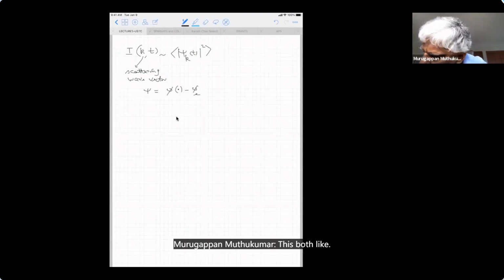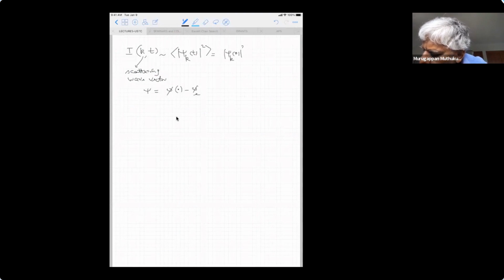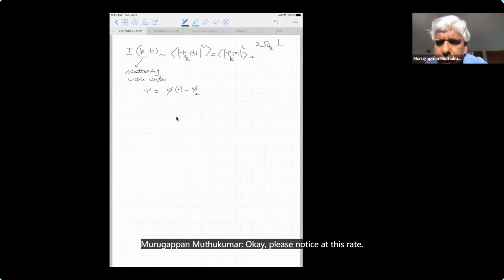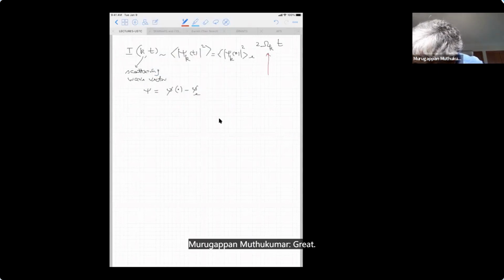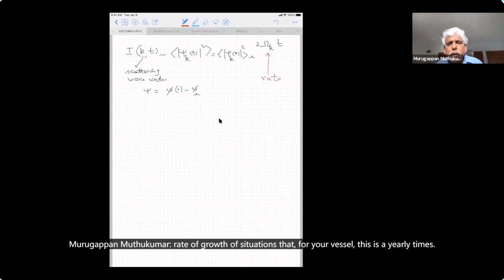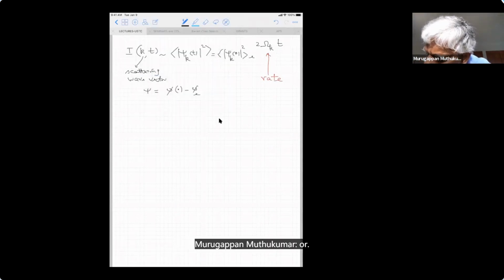This goes like some rate. Okay, please notice that this is a rate, the rate of growth of fluctuations. That's what you're measuring. This is for early times.